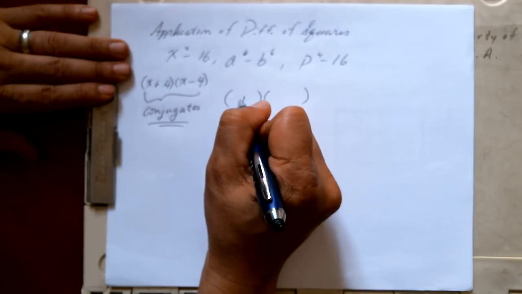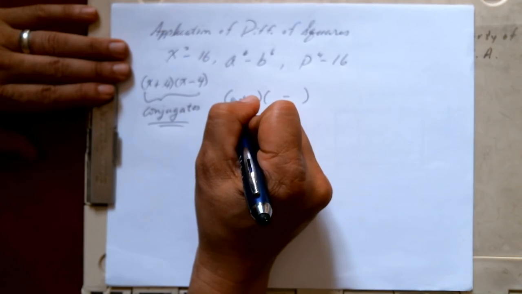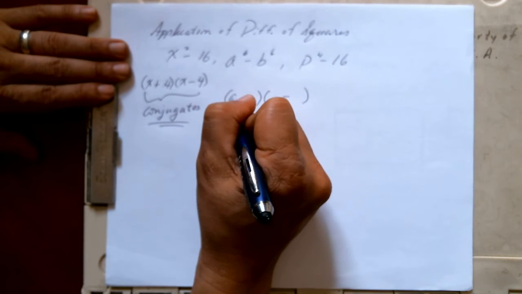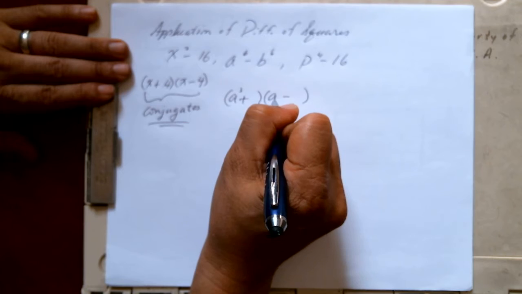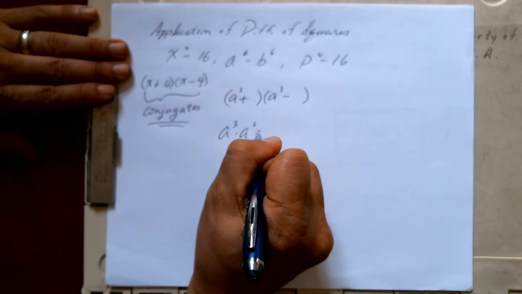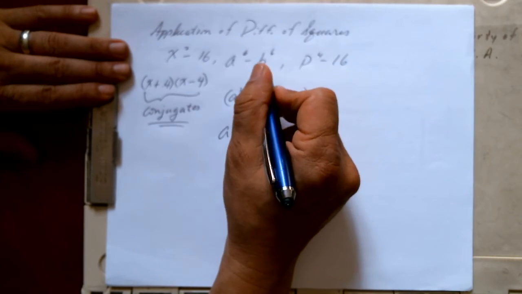The first one's going to be a plus, a minus. It doesn't matter where the plus or minus is. What times what is a to the 6? It has to be the same thing. A cubed times a cubed. Remember that a cubed times a cubed is equal to a to the 6th. And then minus b to the 6th.